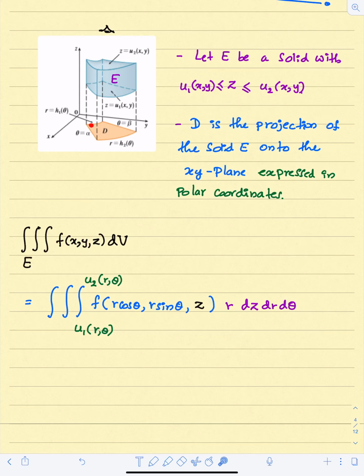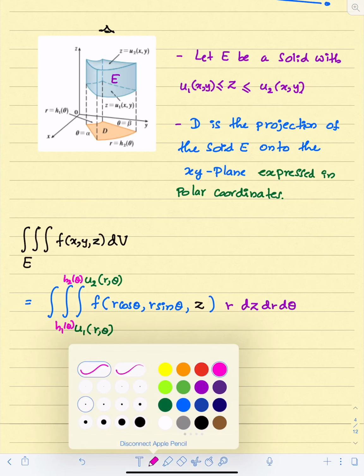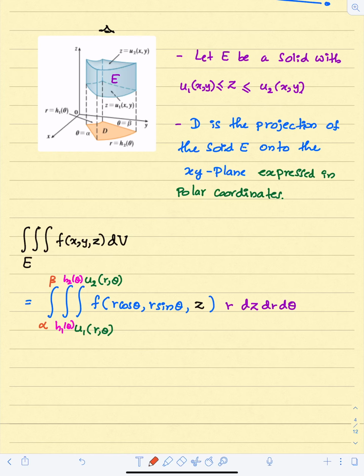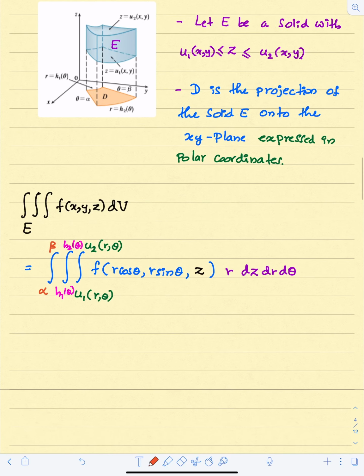So the lower limit is h1 of theta, the upper limit is h2 of theta, and the last integral corresponds to the angle variable theta, and theta goes from alpha to beta. And this is the way we convert a triple integral in Cartesian coordinate system into a triple integral in cylindrical coordinate system.